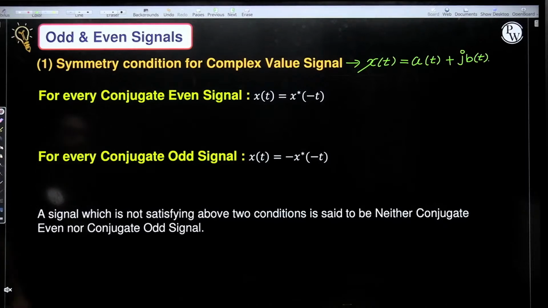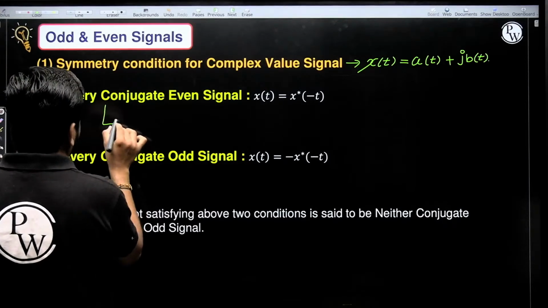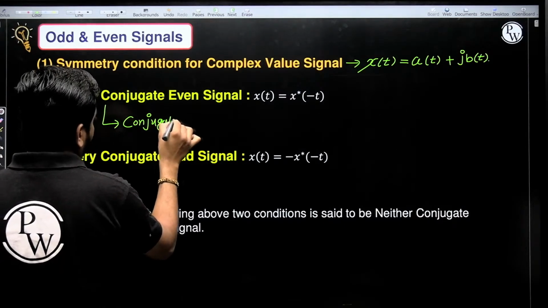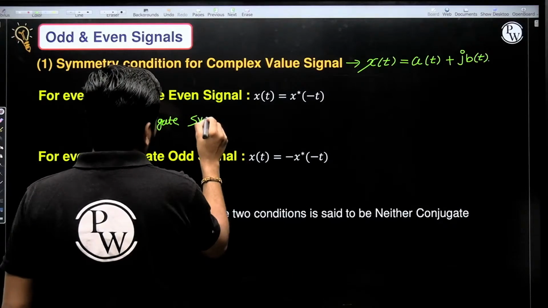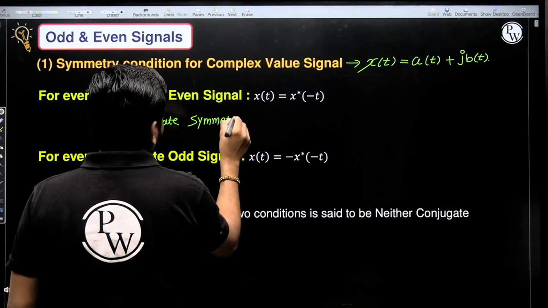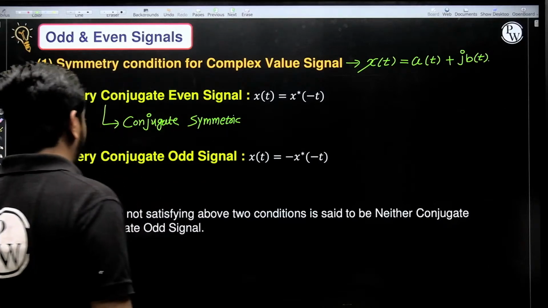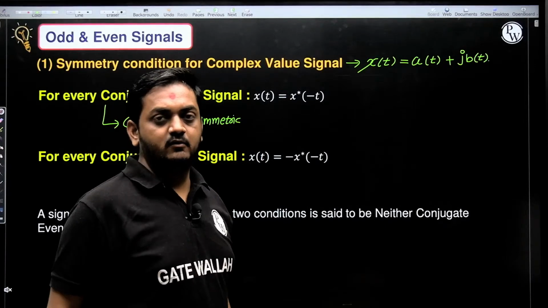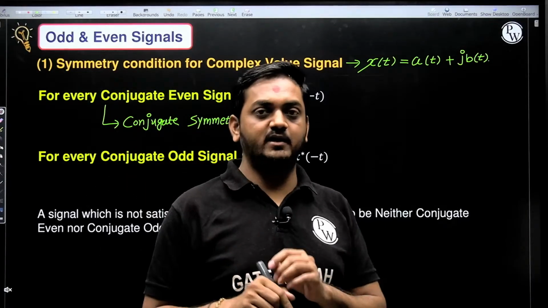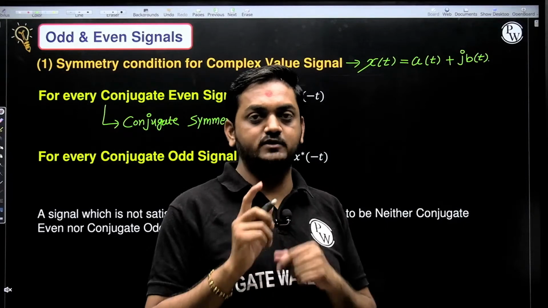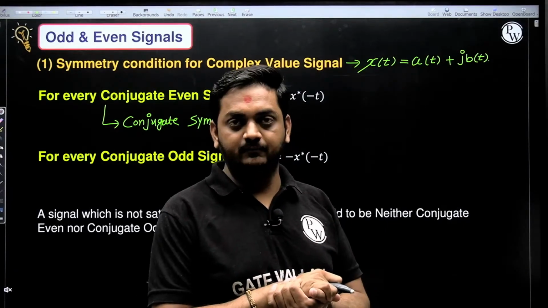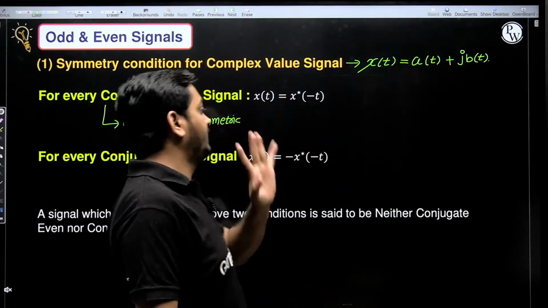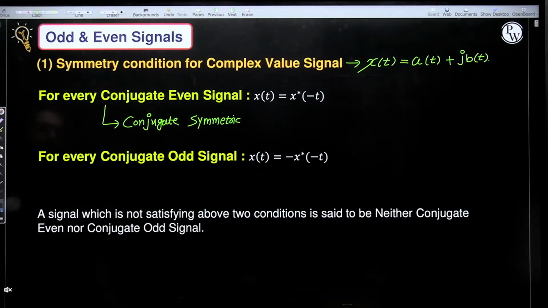Then for every conjugate even signal, or it is also known as conjugate symmetric signal, x of t is equal to x conjugate of minus t. First, folding with respect to y-axis, that is t becomes minus t, then conjugation also. Conjugation means plus j becomes minus j, minus j becomes plus j. So first folding, then plus j becomes minus j, and if it is equal to x of t, then we can say conjugate symmetric signal or conjugate even signal.